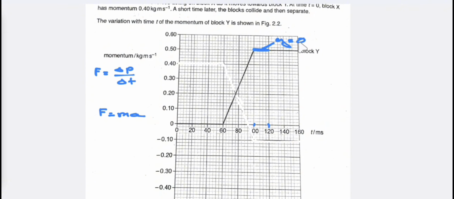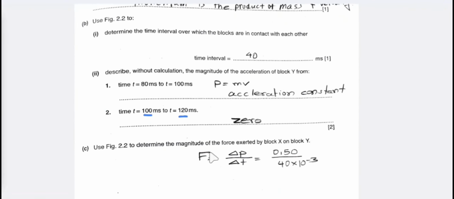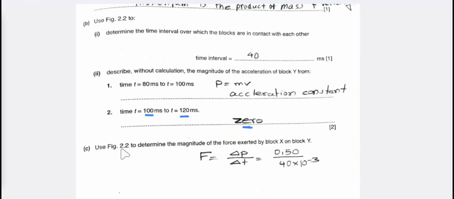Since the gradient is 0, the resultant force is also 0. And since the resultant force is 0 and mass is constant, the acceleration is also 0. Resultant force is 0, therefore acceleration is also 0. So what happens to the acceleration? The acceleration is 0.